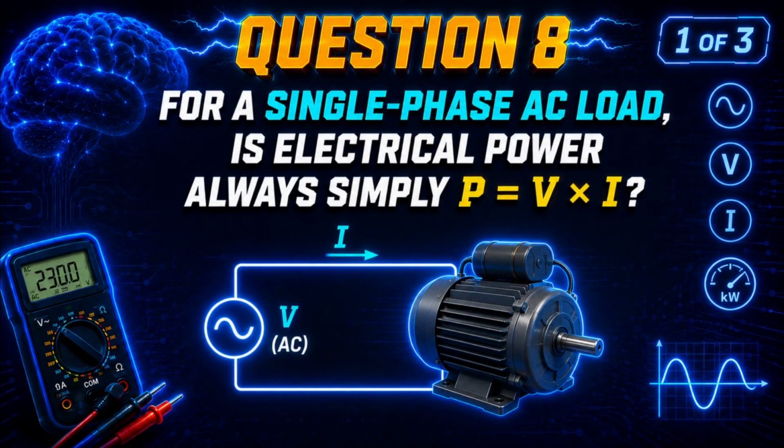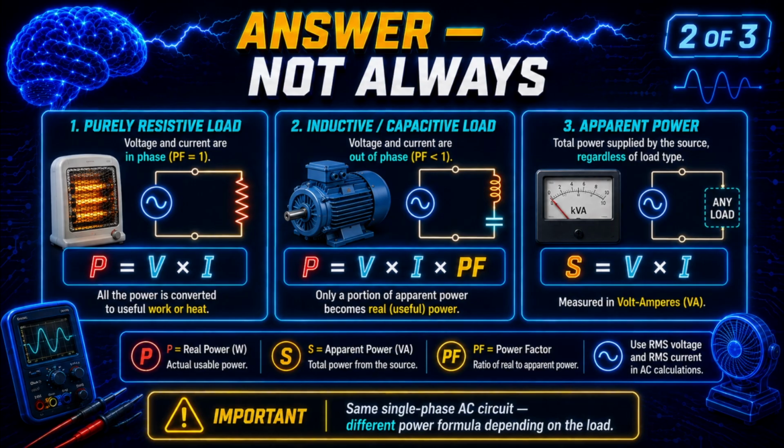For a single-phase AC load, is electrical power always simply P equals V times I? Think about what changes when the load is not purely resistive. Slide 2, answer. The answer is not always. For a purely resistive load, voltage and current are in phase, so P equals V times I. But for inductive or capacitive loads, we must include power factor.